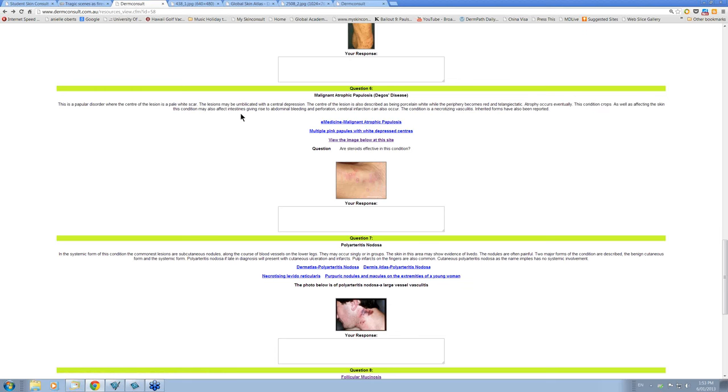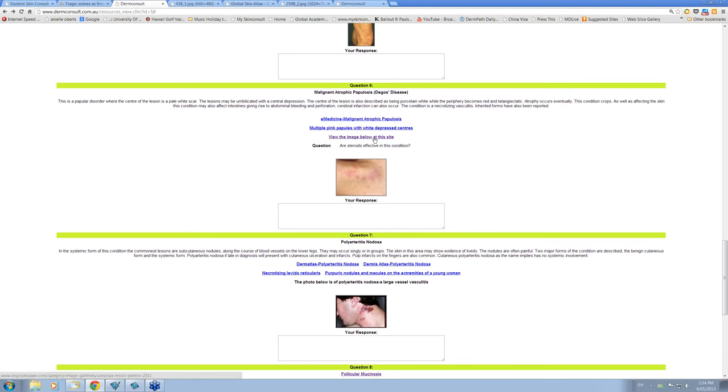As well as affecting the skin, the condition also affects the intestines, giving rise to abdominal bleeding and perforations. Cerebral infarction can also occur. It's a necrotizing vasculitis, and inherited forms have been reported. It's worth just having your eye in on that particular image with that porcelain white center there. Some people felt that it was a variant of lupus, but I just haven't seen enough cases to have any opinion on that. I remember the late John Doyle felt that this was always a variant of lupus, in fact.